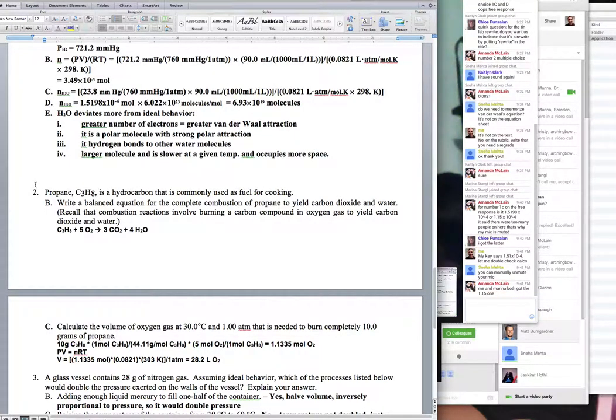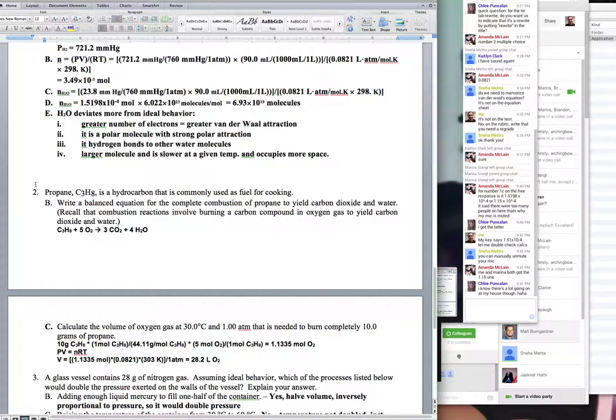Okay, 23.8 divided by 760 times 90 divided by 1, 2, 3, and then divided by 0.821, and then divided by 298. Oh, I get 1.15.